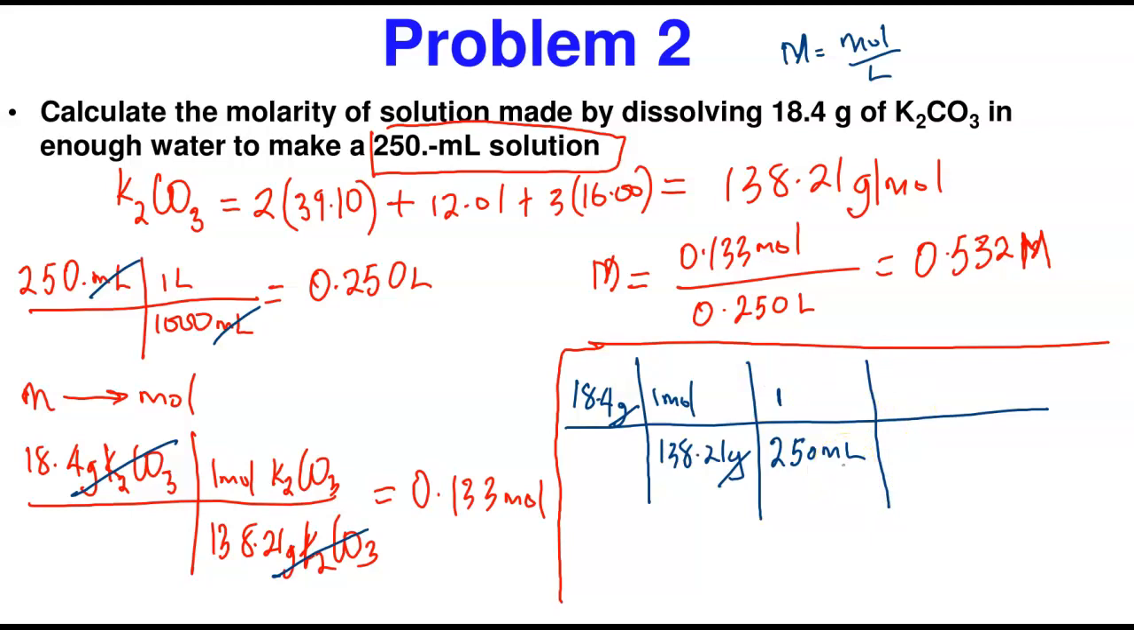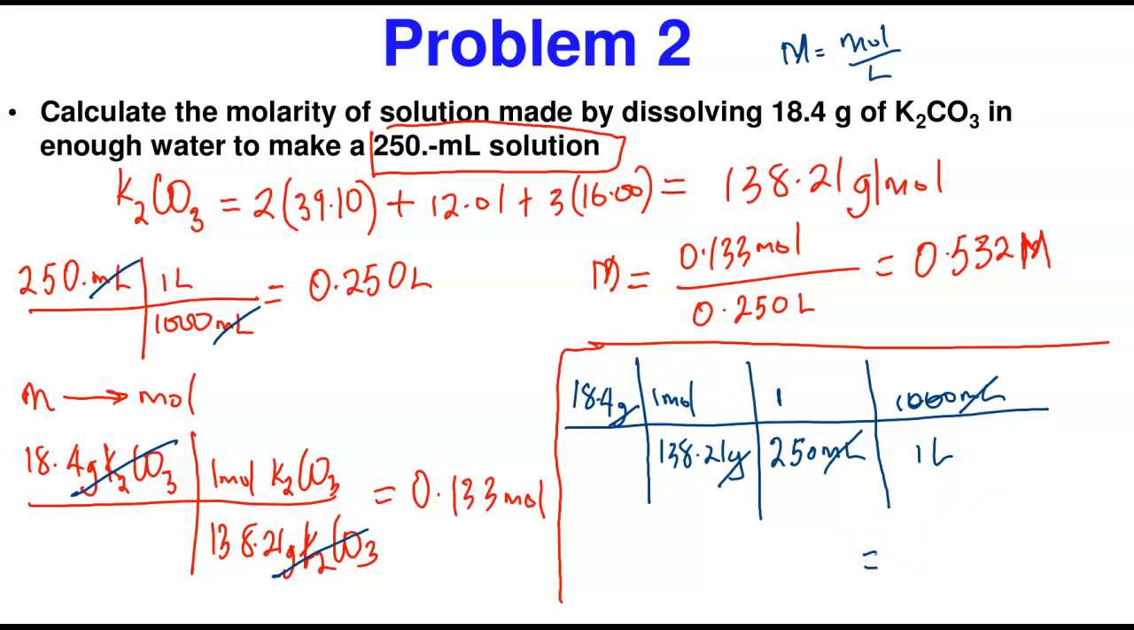I want it to be in liters. So what do I do? I can remove these liters. Of course, 1000 mL will give me 1 liter. The mL cancels this. And what do I have now? I have moles on top, I have liter on the bottom, and this becomes my answer.